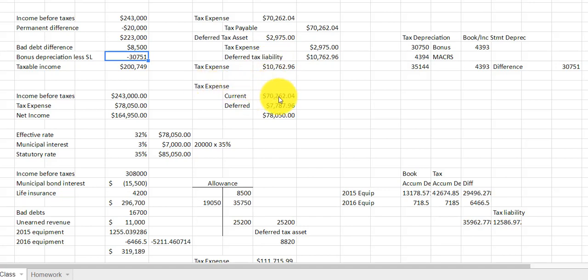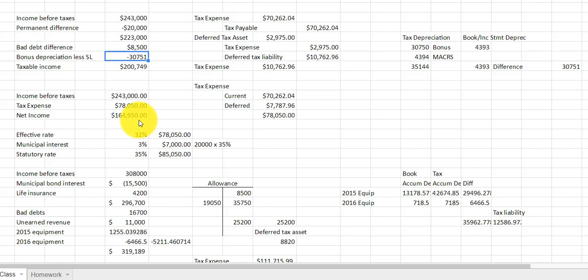So your tax expense has two components: the current portion, which is how much you're going to pay, this payable, and the deferred portion, which is the offset of the two changes in the deferred tax assets and liabilities. Total tax expense is 78,050. So on the income statement, you're going to show income before taxes of 243,000, tax expense of 78,050, and net income of 164,950. That's the answer to our next question: calculate net income.